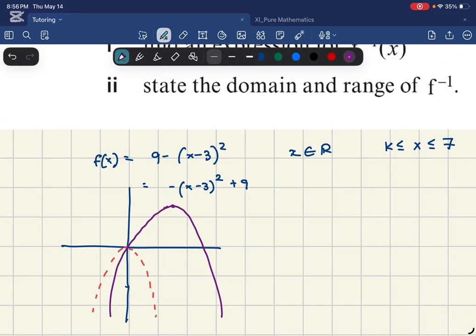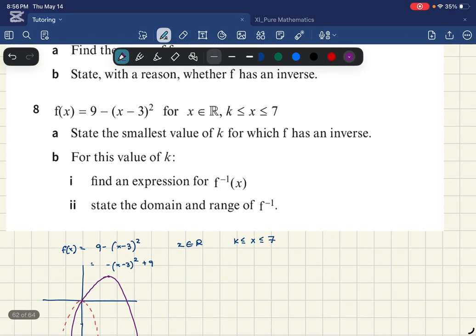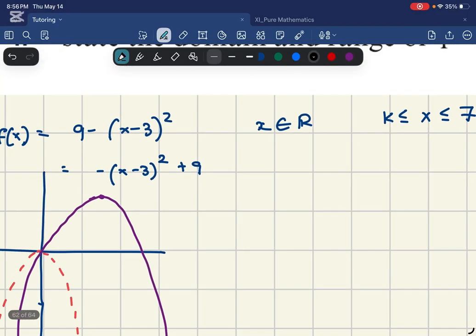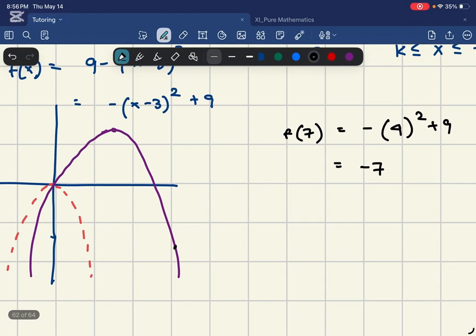So this is what the graph looks like. So it says state the smallest value of k for which f has an inverse. So now the maximum value that x can take is 7, right? So if x is equal to 7, let's just plug it in. f of 7 is equal to −(7 − 3)² + 9, which is −16 + 9, which is −7.